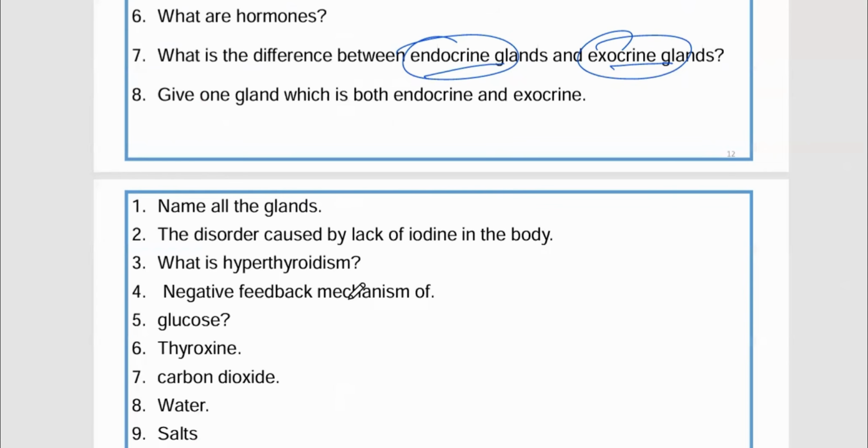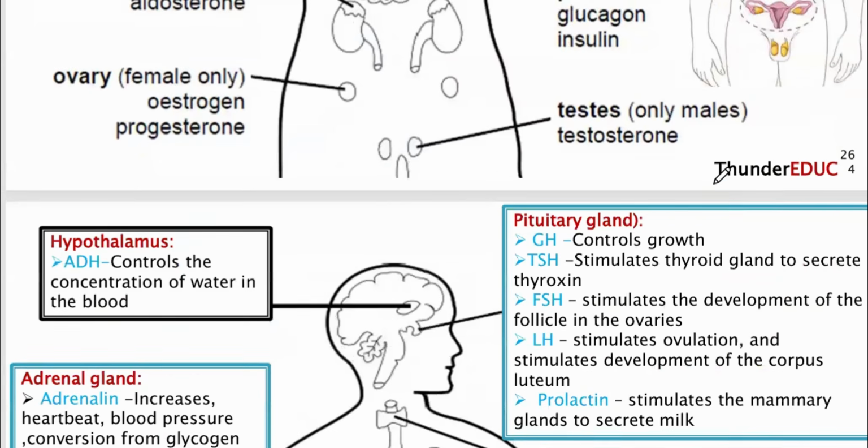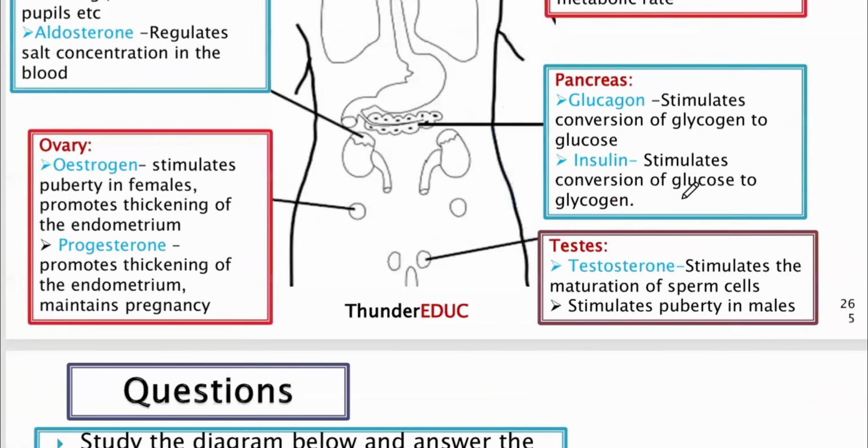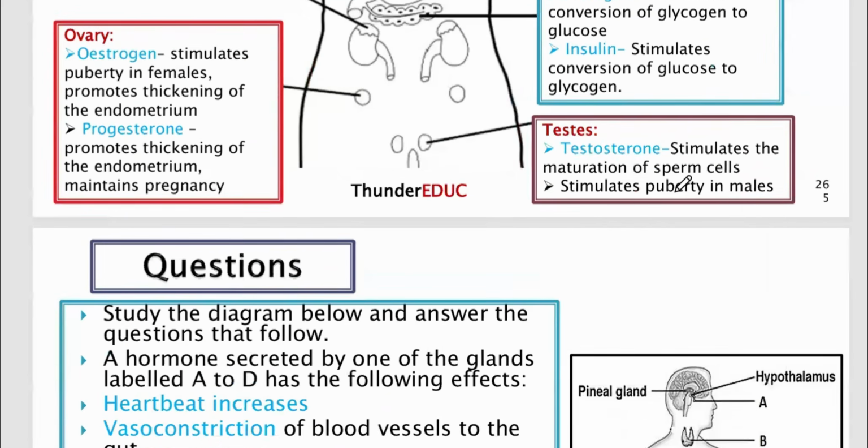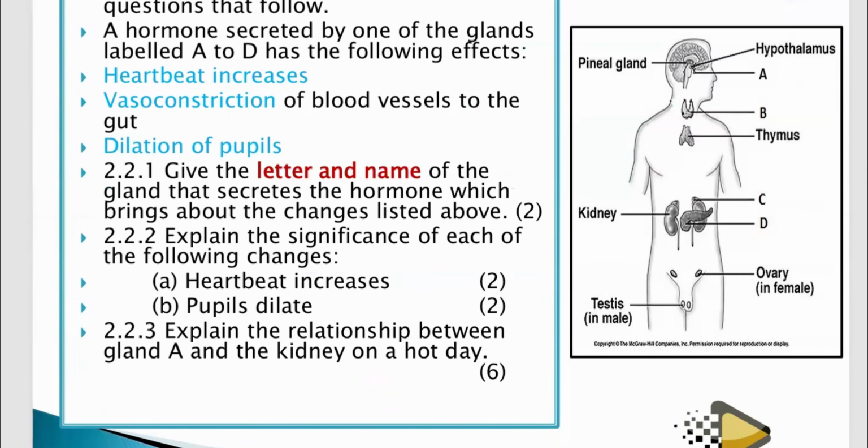Then we ask you, give one gland which is both endocrine and exocrine. In this case, we talk about the pancreas. They ask you about that. Then label all the glands. So here you look at the gland and then you label all of them. In this case, we will just use this and then you try to label.